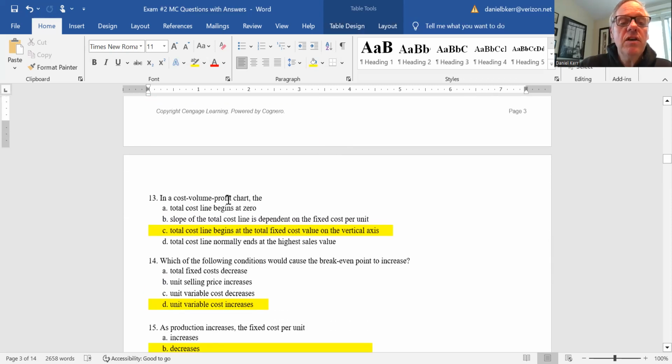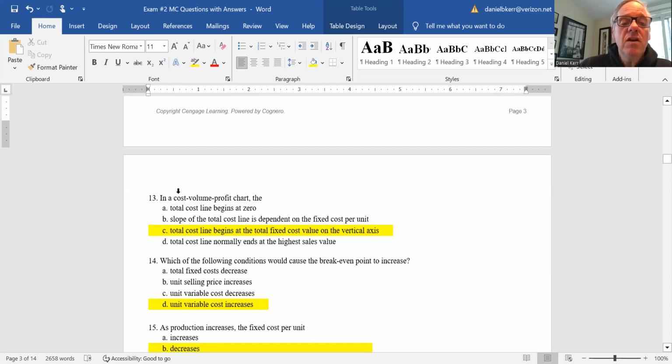13, in a cost volume profit chart, the total cost line doesn't begin at 0. The slope of the line is not dependent on the cost per unit. The total cost line normally ends at the highest sales value, not necessarily true. The total cost line begins at fixed cost and variable cost on the vertical axis. So the correct answer there is C.